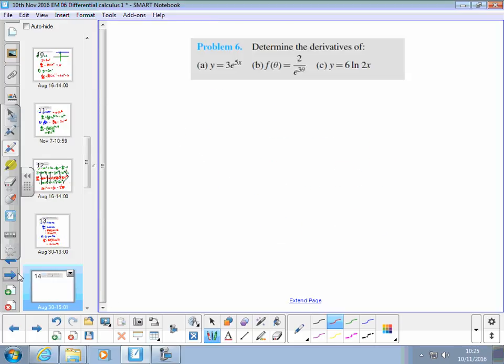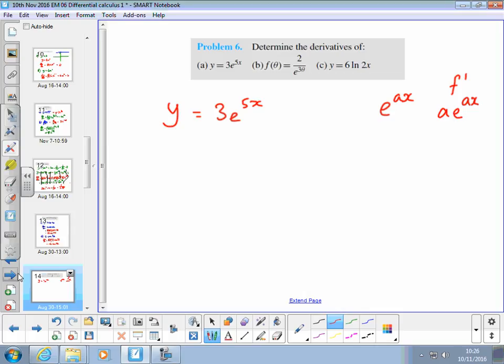Over the page, y is equal to 3e to the 5x. What's the entry in the table for e to the ax? Actually, that's why e is a special number. Because if we differentiate just e to the power of x, we end up with e to the power of x. Its differential is the function itself. That's why it's special. Because if a is 1, we differentiate e to the x, we end up with e to the x.